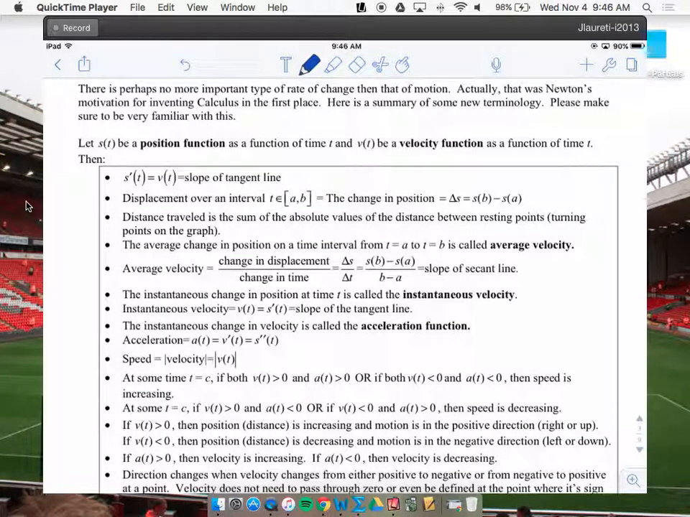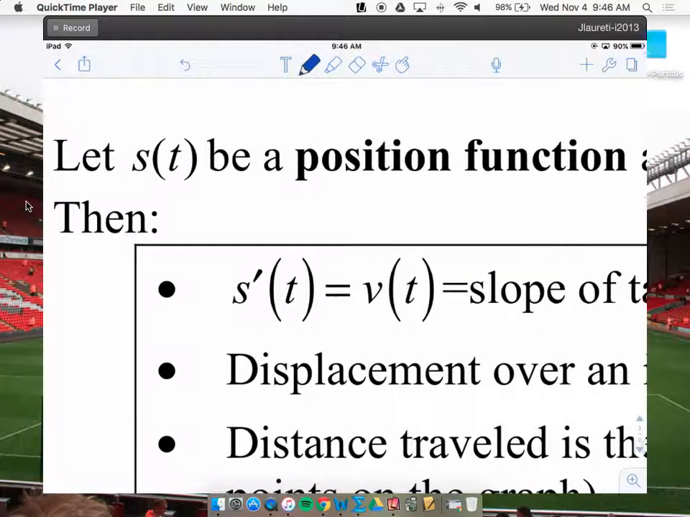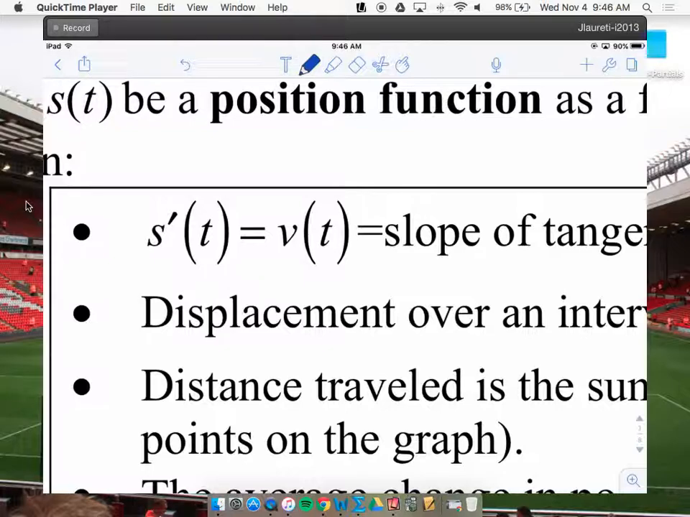It's also talking about particle motion, right? So what we're going to do is let position, where you're standing at a particular moment in time, be usually the first function that you're given, okay? And then the velocity. If you look at the first bullet, the derivative of position is equal to the velocity. So for the velocity of a particle as it's moving, all you need to do is find the first derivative.